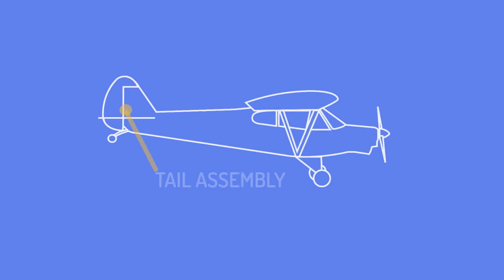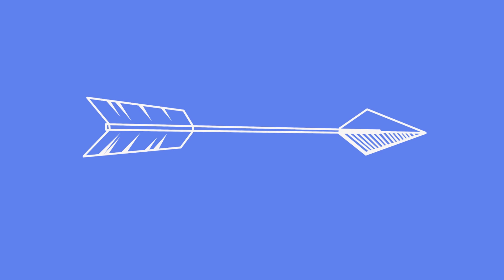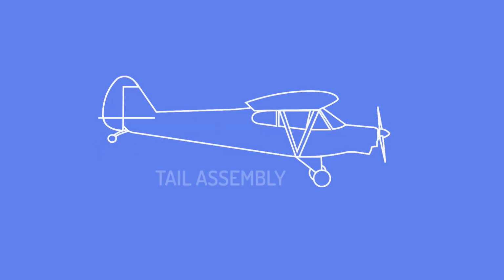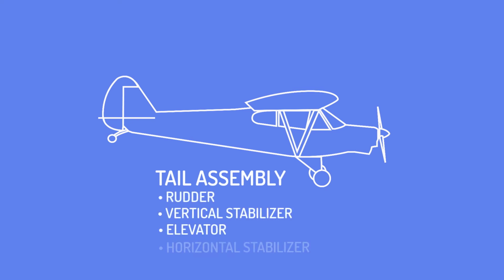The tail or tail assembly is located at the rear of an airplane. The tail provides aerodynamic stability during flight. This is very similar to how feathers on an arrow provide stability. The tail assembly consists of rudder, vertical stabilizer, elevator, and horizontal stabilizer. Let's take a few minutes to discuss each of these and how these components affect the aircraft.